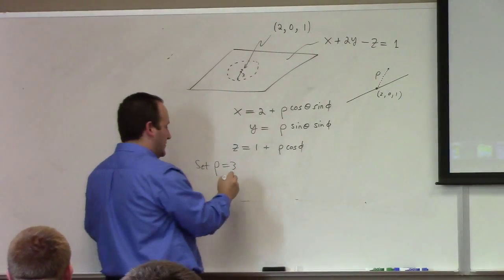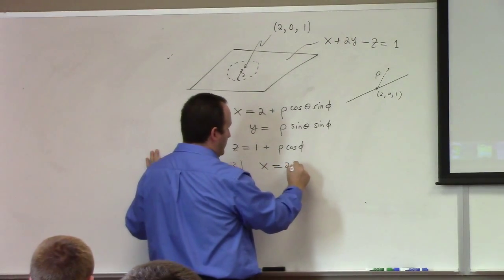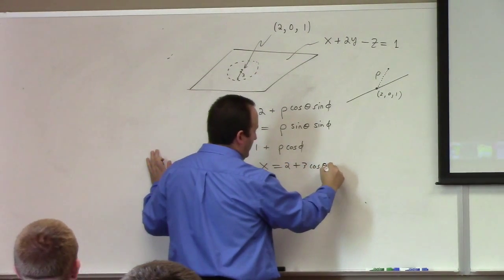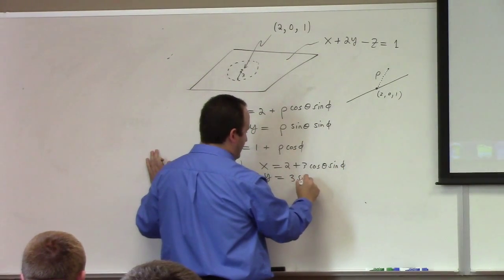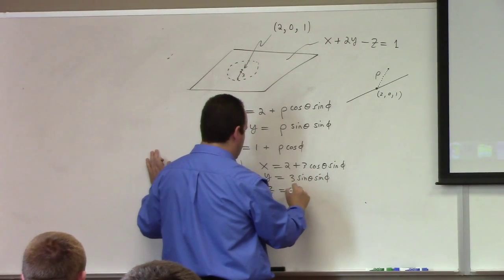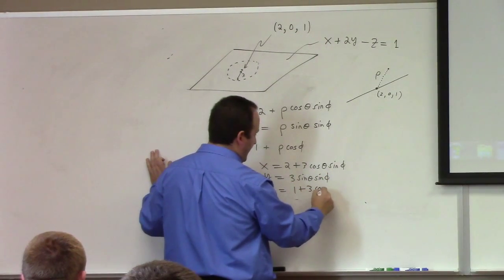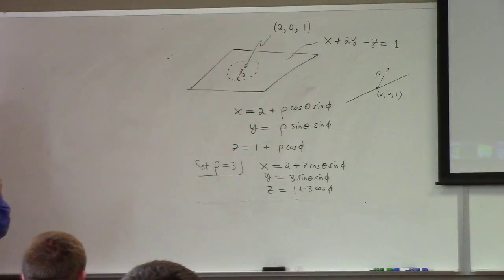And that gives me a little bit of a simplification, because that gives me something like x is equal to 2 plus 3 cosine theta sine phi, right? Y is equal to 3 sine theta sine phi. And z is equal to 1 plus 3 cosine phi. Now this does not yet put me on the circle, right? All that does is fix me to the sphere of radius 3 about the point. How do I actually get to the circle that we're interested in? I have to impose the plane equation, right?